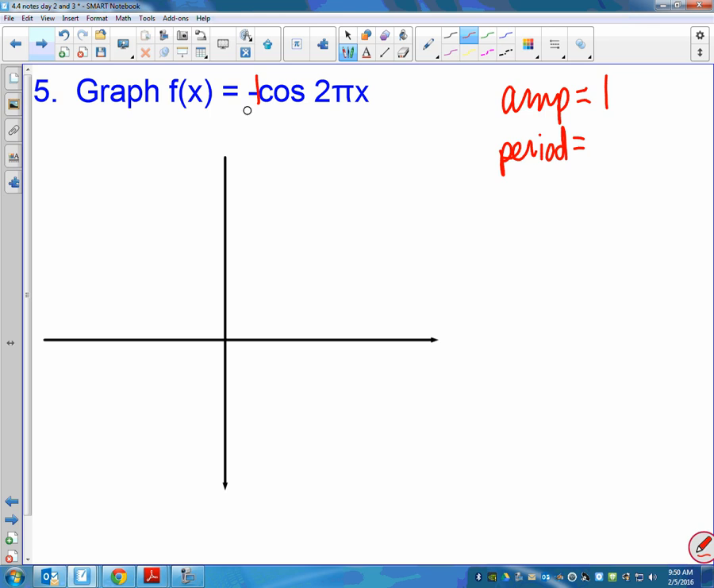But what does this negative mean is happening to my graph? It's flipped, it's reflected, right? So everything I normally get should be flipped over. So maybe you want to write that it's reflected in the x-axis, just to remind yourself.